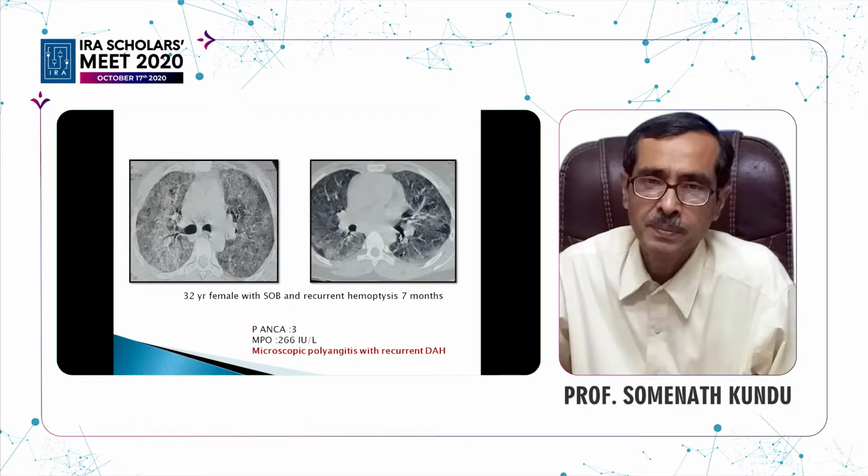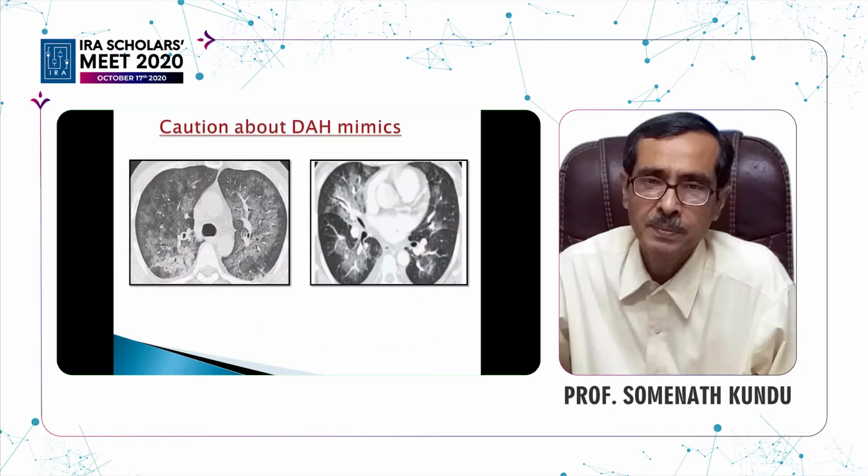Question about DAH mimics: maybe pulmonary edema, maybe pneumocystis pneumonia. Really not much to differentiate on the basis of HRCT between the two conditions. The clinical profile is important to differentiate a pneumocystis pneumonia from alveolar hemorrhage.